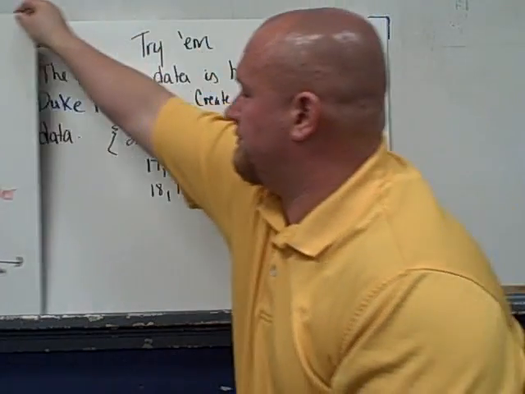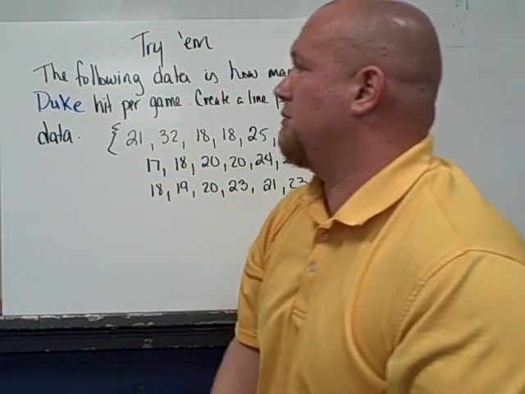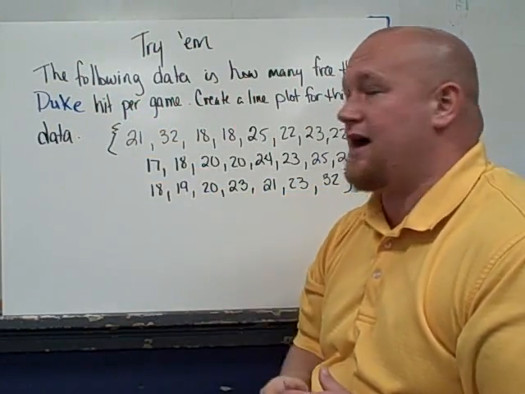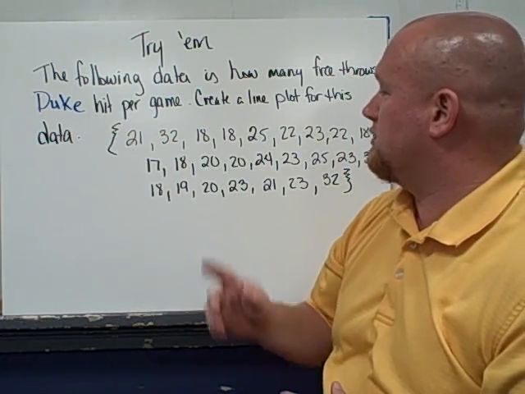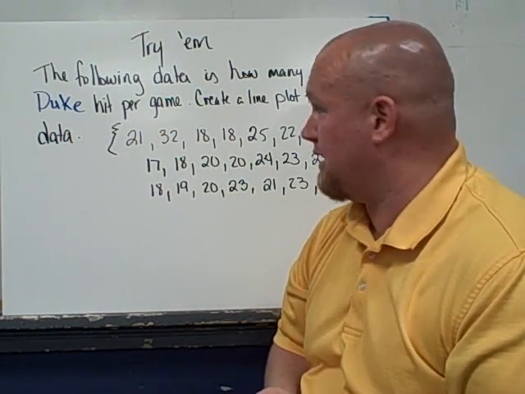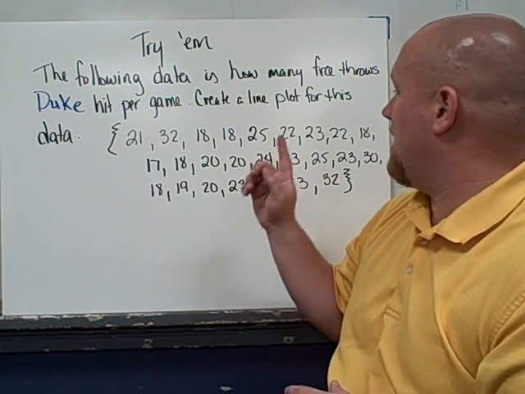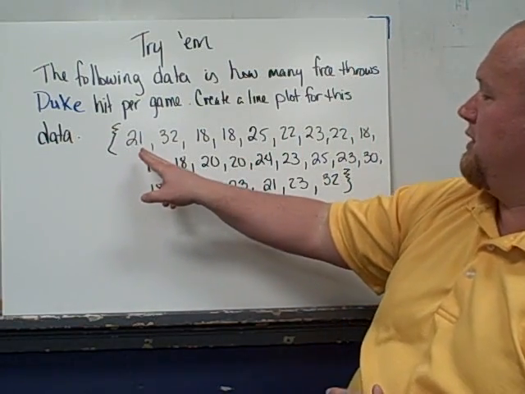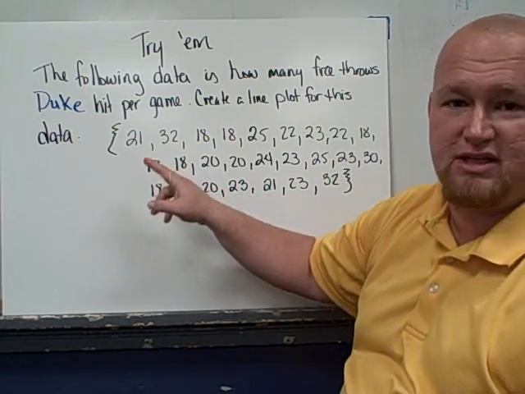What I'd like you to do is go ahead and build a line plot for tomorrow. The following data is how many free throws Duke basketball hit per game. Go Blue Devils. Create a line plot for this data. Here are the following numbers. There's like 26 of them.